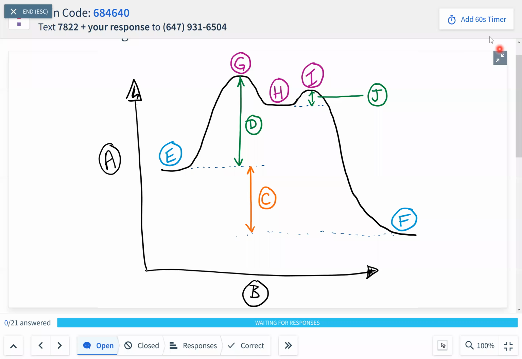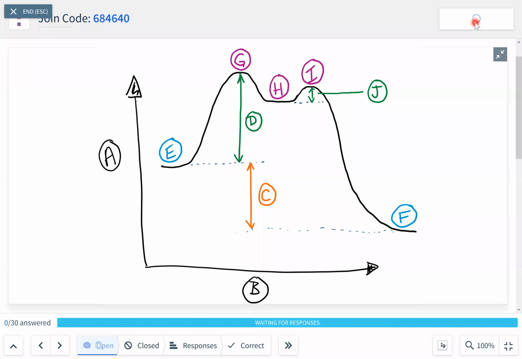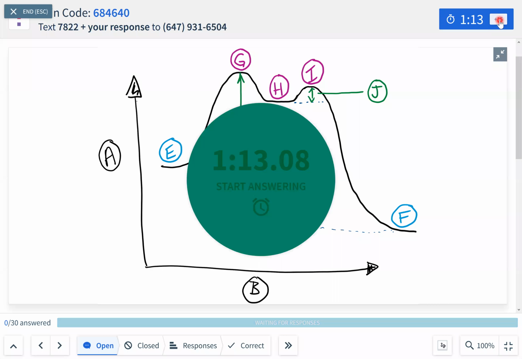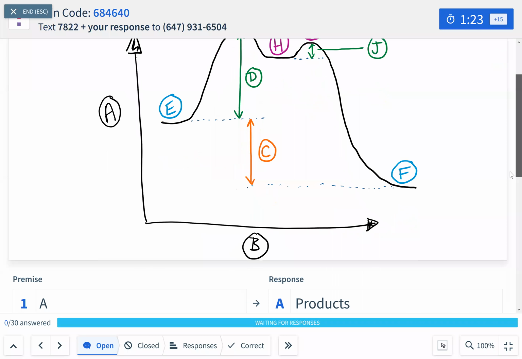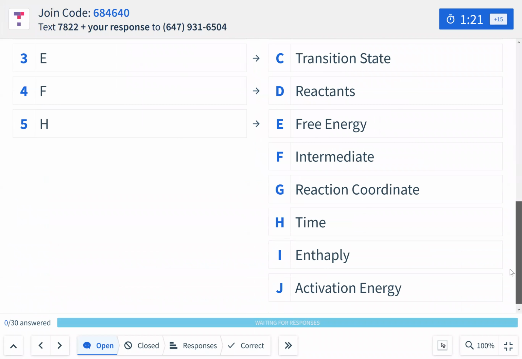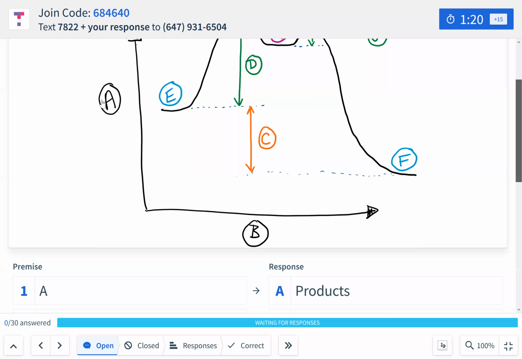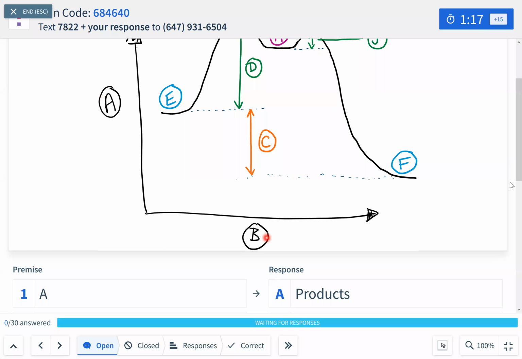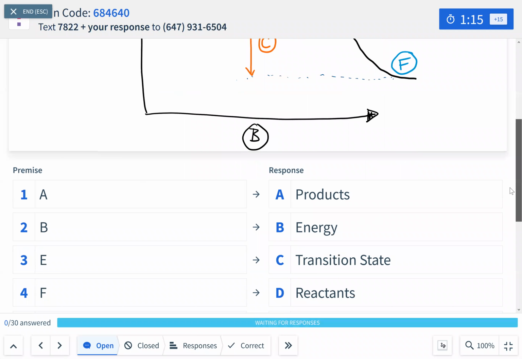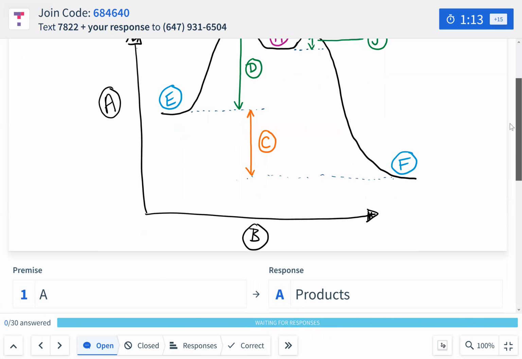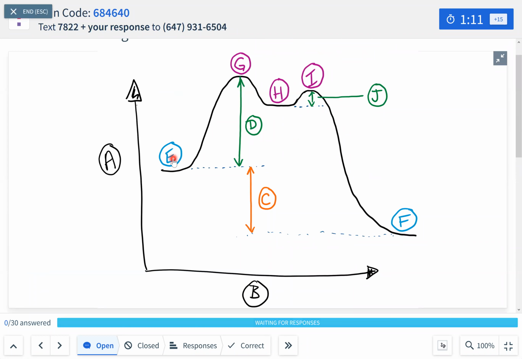Okay, let's make this big. Add timer. So here's an energy diagram with a bunch of different things on it. And the goal is to label things. So what's A, what's B, what's E, F, and H?